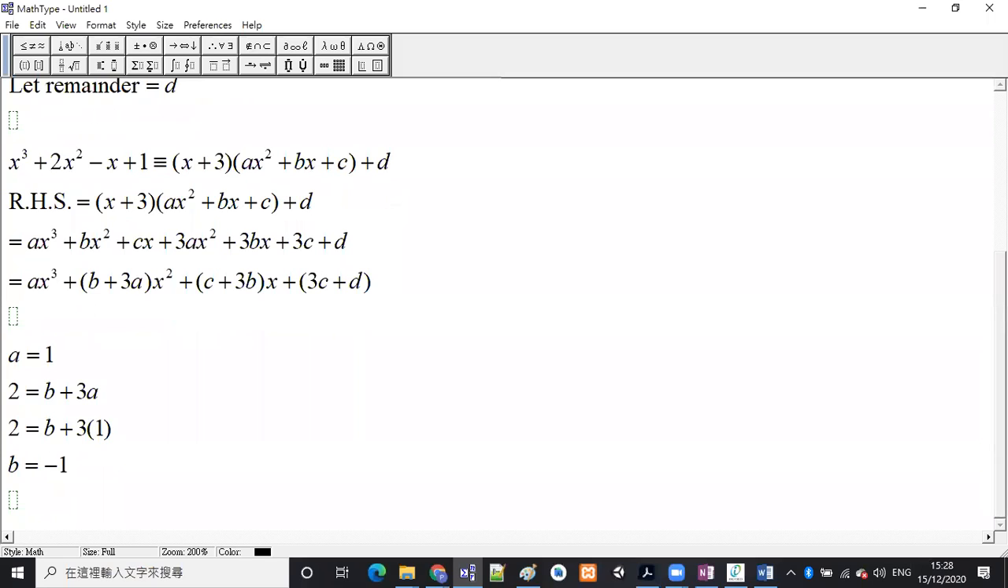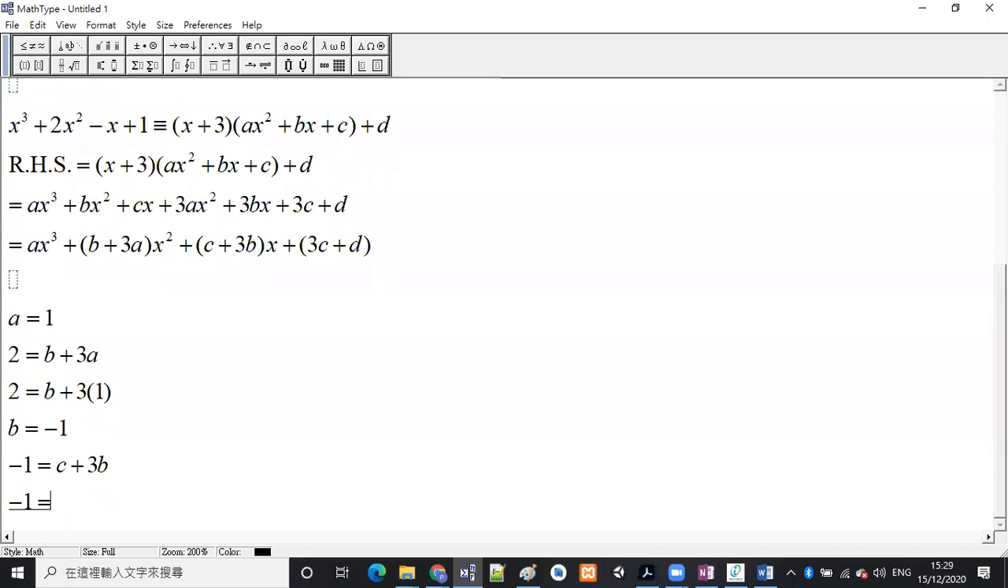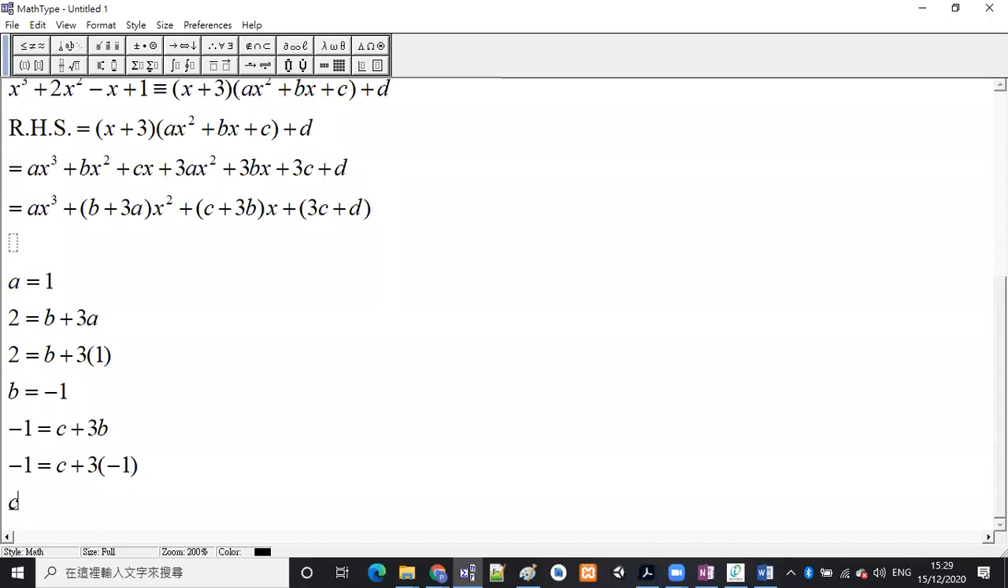And for the x term, left hand side is -1x, and the right hand side is (c plus 3b)x. But we have already found the value of b. So -1 is equal to c plus 3 times -1. And then c is equal to 2.